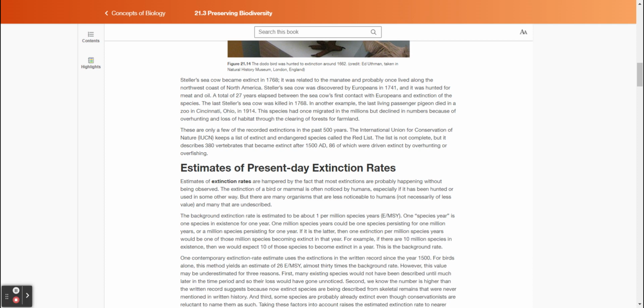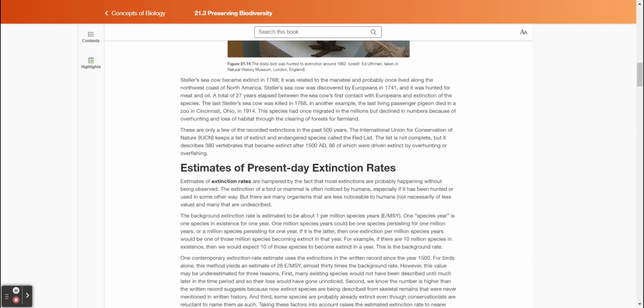In another example, the last living passenger pigeon died in a zoo in Cincinnati, Ohio in 1914. The species had once migrated in the millions, but declined in numbers because of overhunting and loss of habitat through the clearing of forests for farmland. These are only a few of the recorded extinctions in the past 500 years.